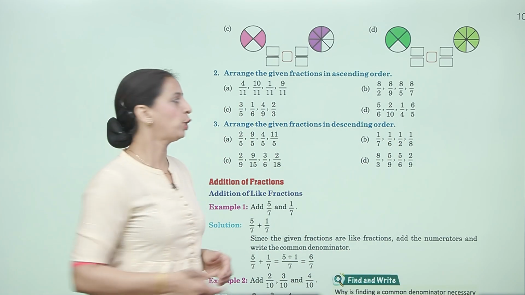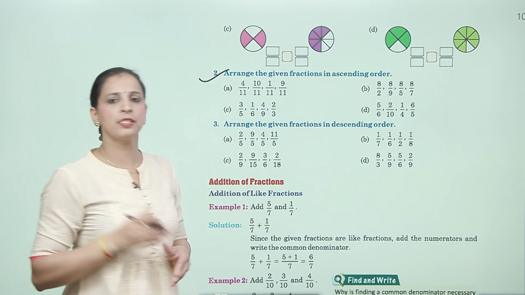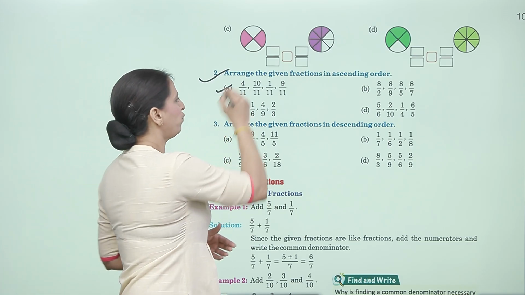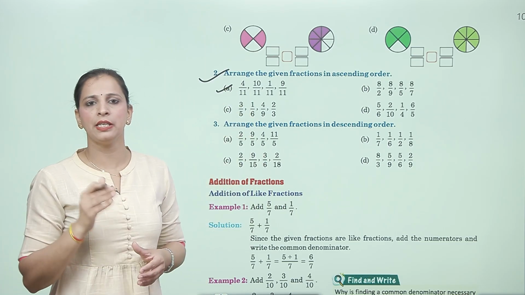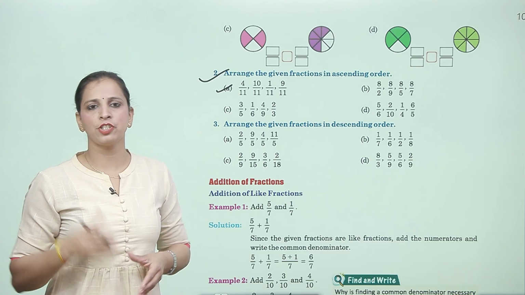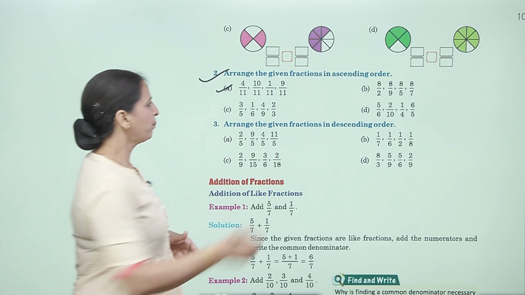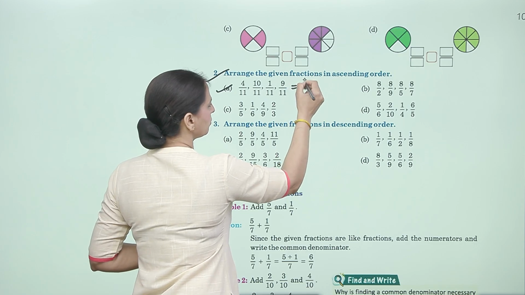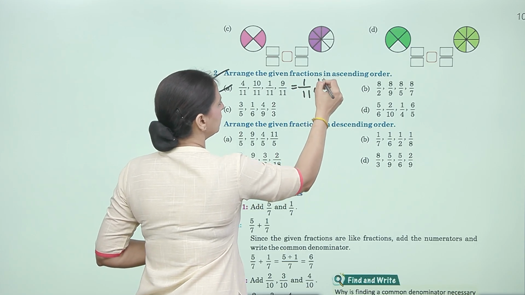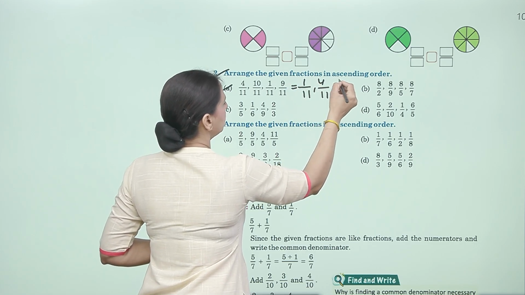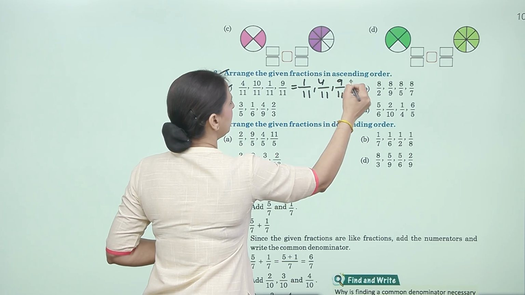Now next question number 2. Arrange the given fractions in ascending order. A part, 4 by 11, 10 by 11, 1 by 11, 9 by 11. Now they are like fractions. Now arrange their numerators in ascending order. That is 1 by 11, then 4 by 11, then 9 by 11, then 10 by 11.